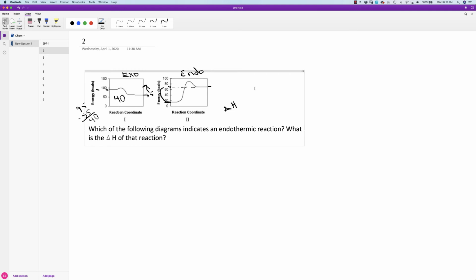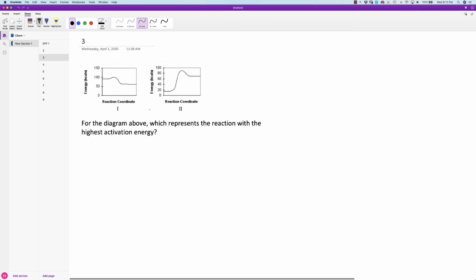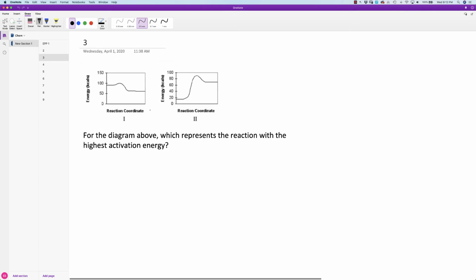So I can do that later. Let's go to our next one, number 3. For the diagram above, which represents the reaction with the highest activation energy? Okay, so activation energy, that's the amount of energy needed to get the reaction to start.